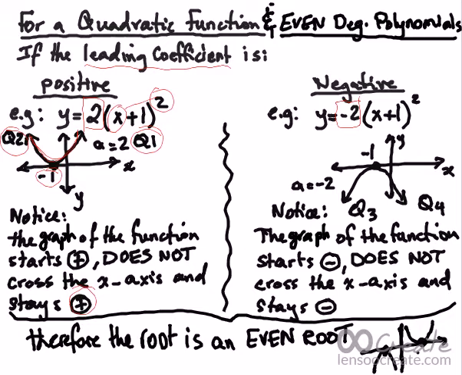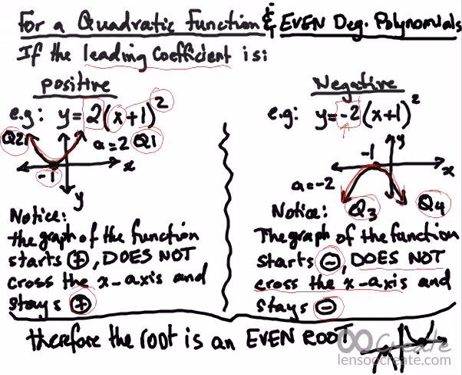In the second case, where the leading coefficient is negative, notice how the function now opens down. The quadratic function opens down. Consequently, we'll see that the function will start negative in quadrant 3, and then it does not cross the x-axis. It touches the x-axis, again does not cross it, and stays negative in quadrant 4.